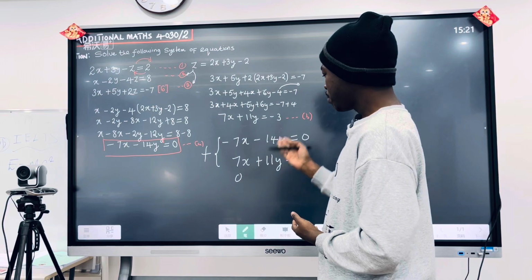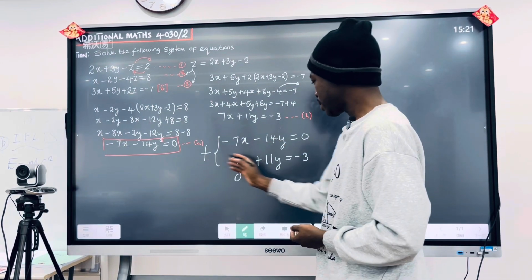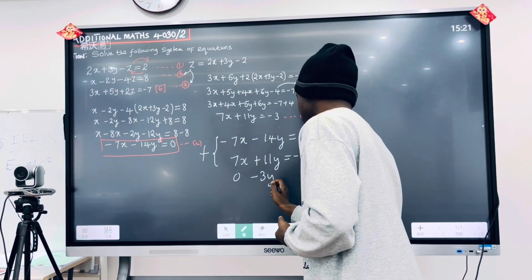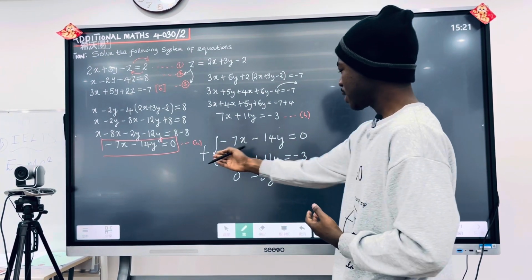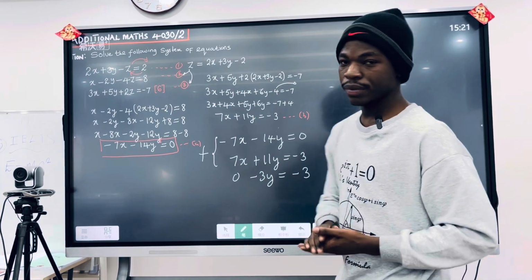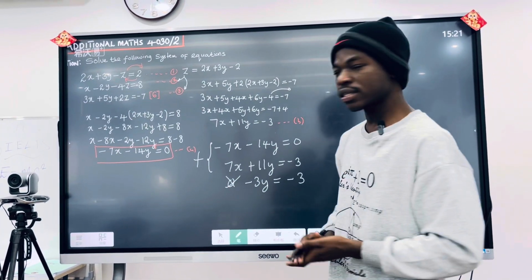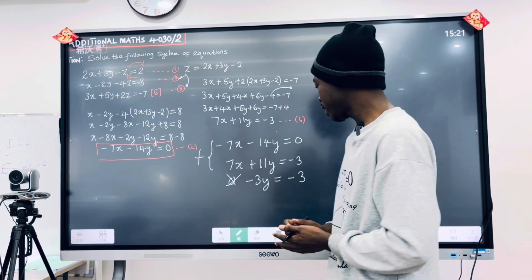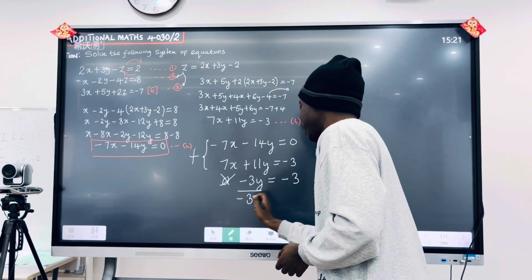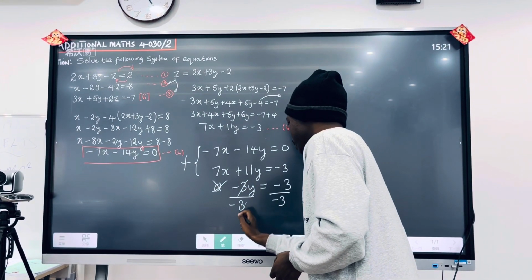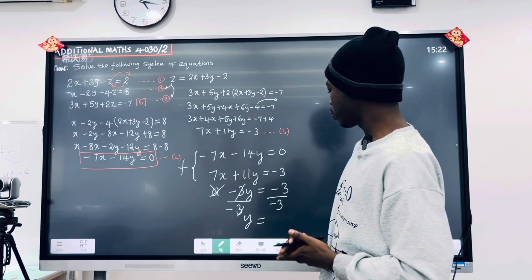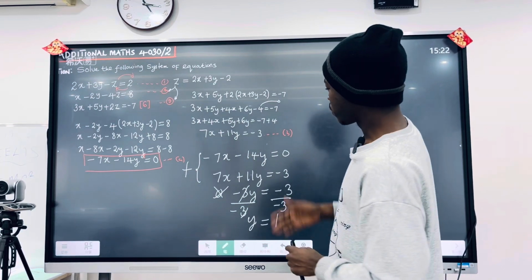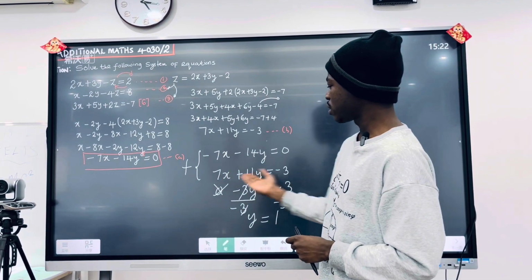Negative 14y plus 11y, what do we get? We get negative 3y. So we have negative 3y equals, we also add 0 plus negative 3, we get negative 3. So all we have here is negative 3y equals negative 3. To find the value of y here, we simply divide throughout by negative 3. So you can see that y is equal to negative 3 over negative 3, that's 1. So y equals 1.